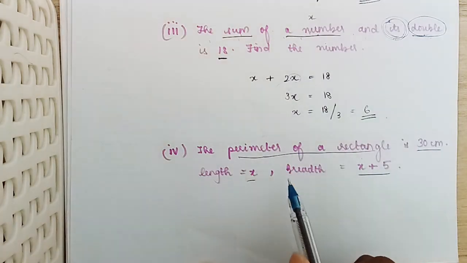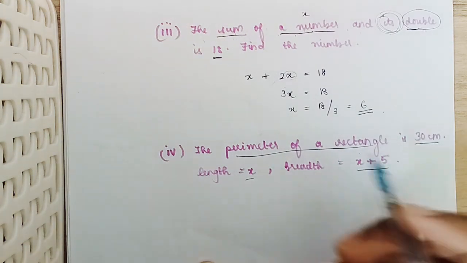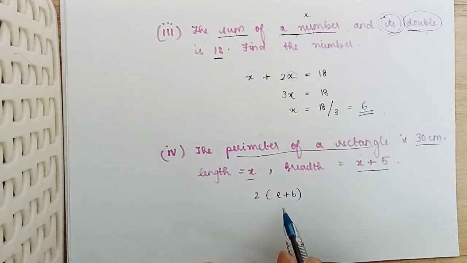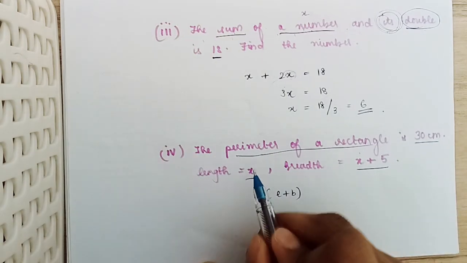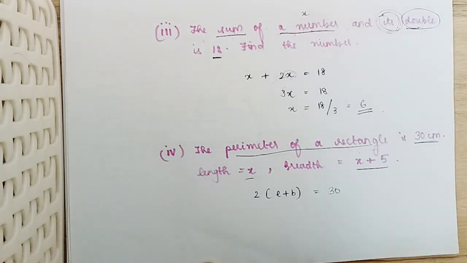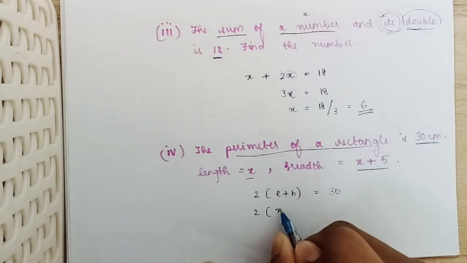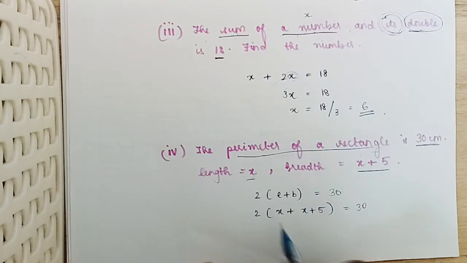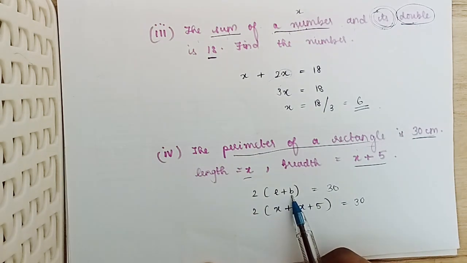For solving this, you need to know the formula of the perimeter of a rectangle. The formula for the perimeter of a rectangle is 2 into L plus B. So what is L here? L is the length, B is the breadth. So, and they have told that the perimeter of a rectangle is equal to 30. So we write it is equal to 30. Now we give the values. So 2 into x plus 5 is equal to 30. X is from length and x plus 5 is from breadth.